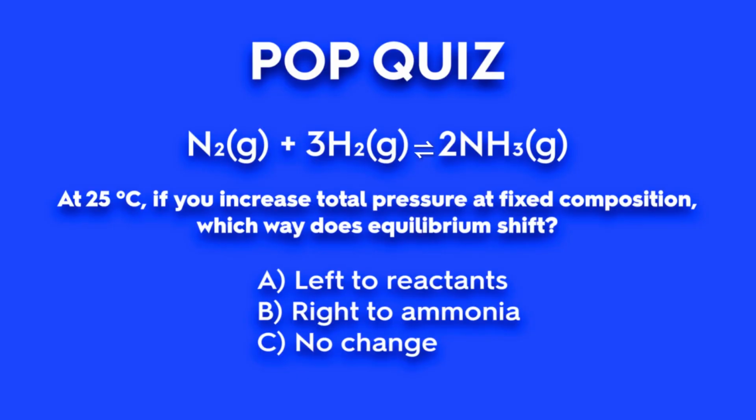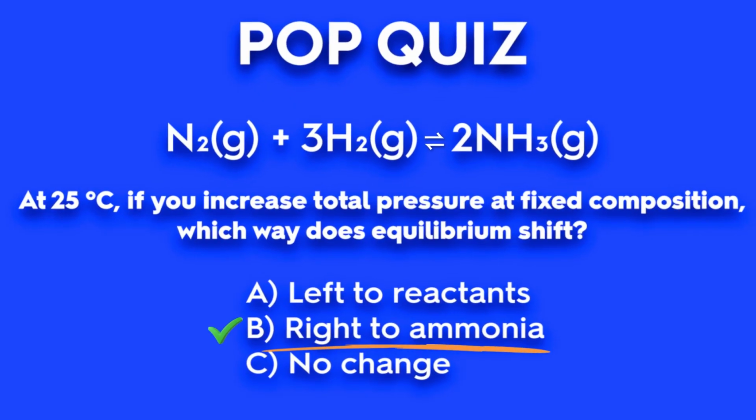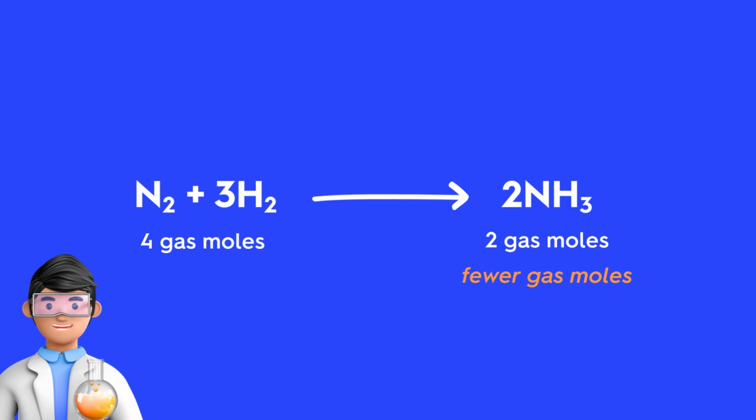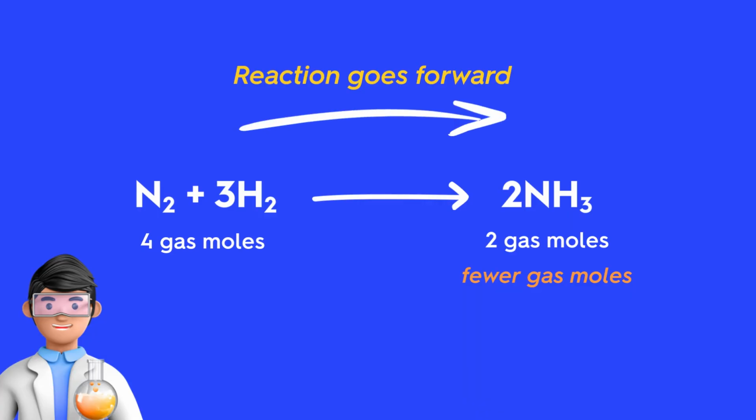It is time to reveal the answer for our pop quiz. The correct choice is right, toward ammonia. Increasing pressure favors the side with fewer gas particles. Here, products have 2 moles of gas while reactants have 4. Raising pressure makes Q smaller and delta G more negative, pushing the reaction forward.